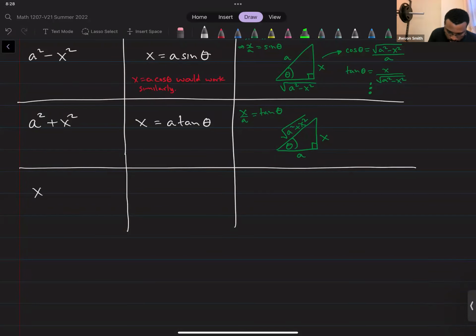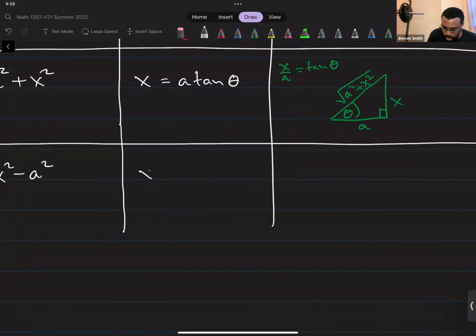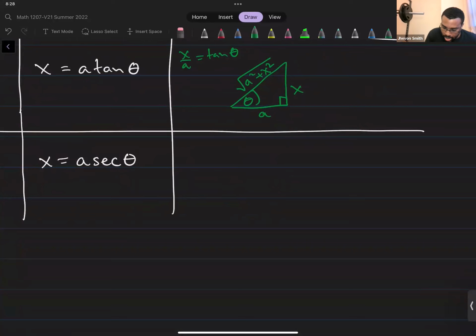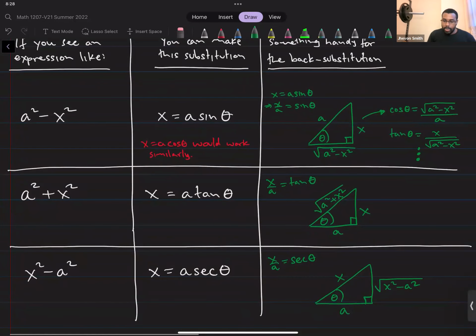The last one is x squared minus a squared. If you see an expression like that, you are allowed to do a substitution like this: use a secant. That would transform this expression into a single tangent expression. You would have x over a is secant, so your triangle is going to look like hypotenuse over adjacent, and this side is going to be the square root of x squared minus a squared.